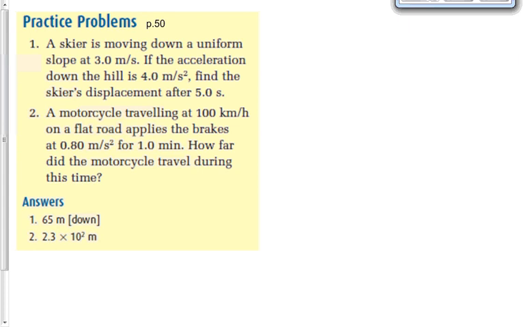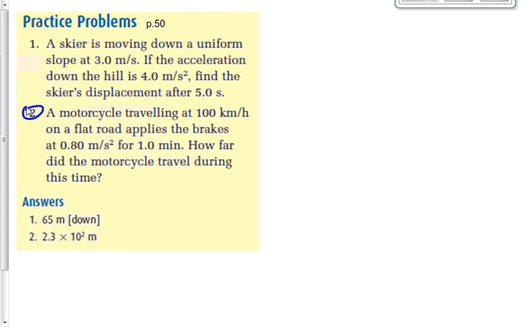All right, everyone, we're going to take a look at question number 2 here now. That seems to be the one that's given people a little bit of trouble. It says, a motorcycle traveling at 100 kilometers per hour on a flat road applies the brakes at 0.80 meters per second squared for 1 minute. How far did the motorcycle travel during this time?